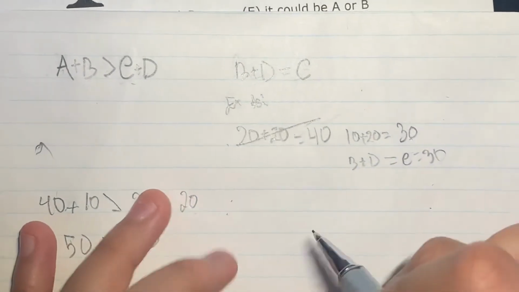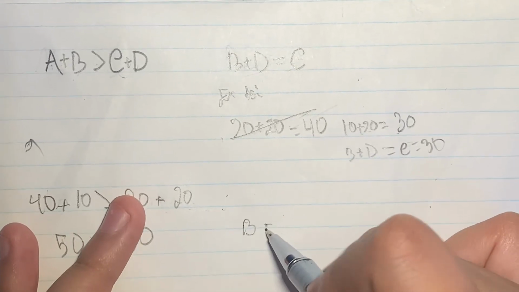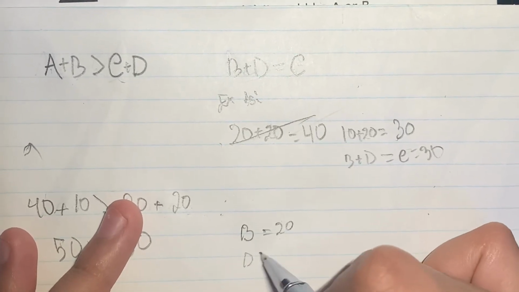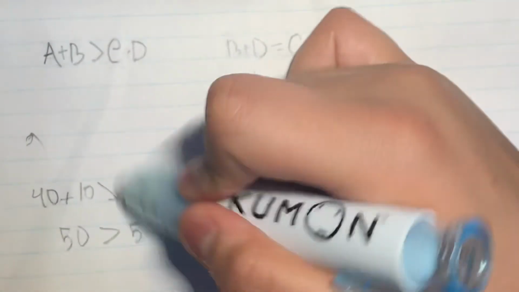So let's say that B equals, instead of 10, let's say it's 20. Now let's say D equals 10, okay? Now let's try. Maybe it will work now. So let's erase everything we got here. Now let's try. Let's apply.